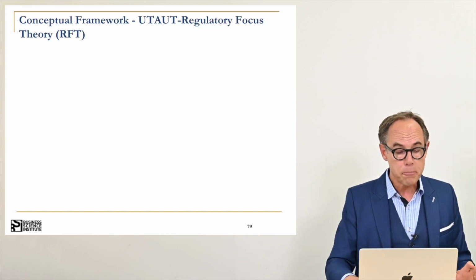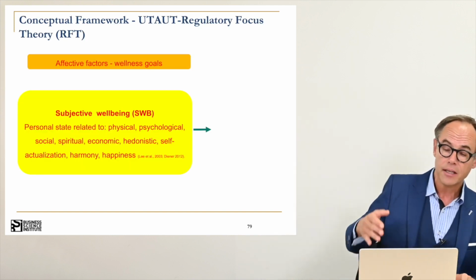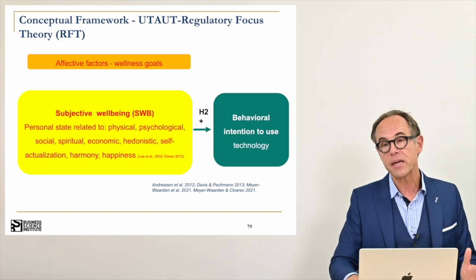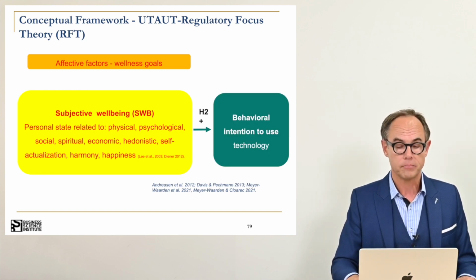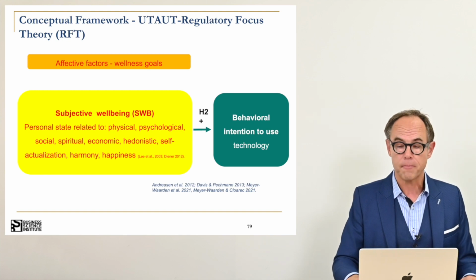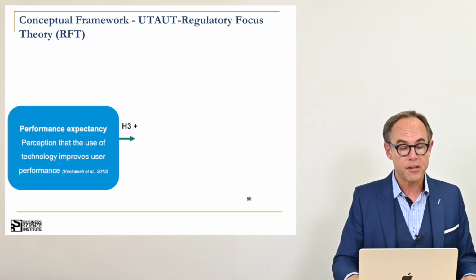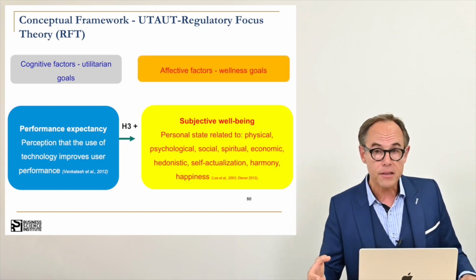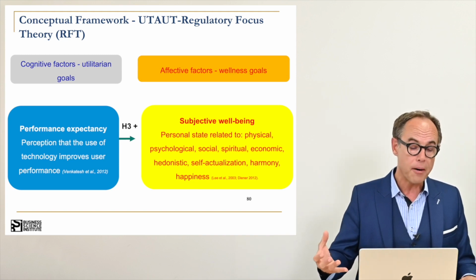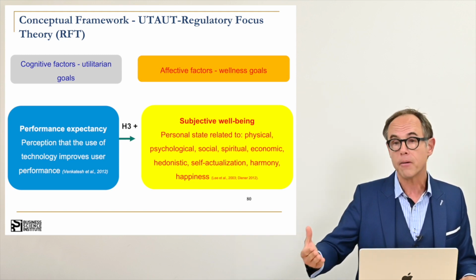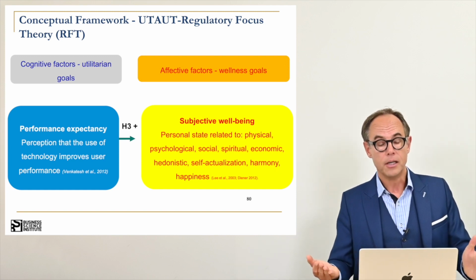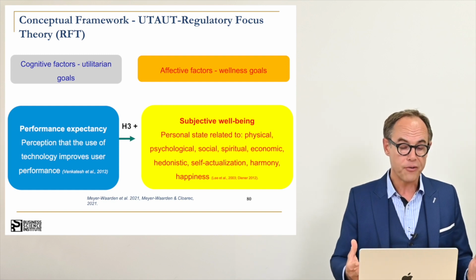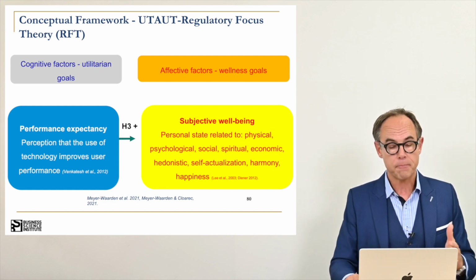And we conceptualize based on the literature the following hypothesis: the higher the well-being coming from the technology, the higher should be also the behavioral intention to use the technology. This is based again on literature. Then we hypothesize another cognitive goal: the more the technology increases my performance and my utilities, the higher should be also my subjective well-being. So hypothesis 3 is based on literature, where we consider that performance expectancy positively impacts subjective well-being.